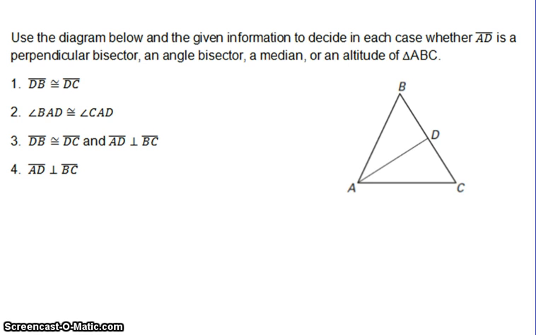Alright, so using the diagram below and the given information, decide in each case whether AD is the perpendicular bisector, angle bisector, median, or the altitude of ABC. For problem number 1, we're given that DB equals DC. We don't know anything about the angle, so this only makes a median. So that's it for problem number 1. Now problem number 2 is a completely different problem, so erase your markings and start over. Now it says angle BAD and angle CAD are congruent. That would make it the angle bisector.